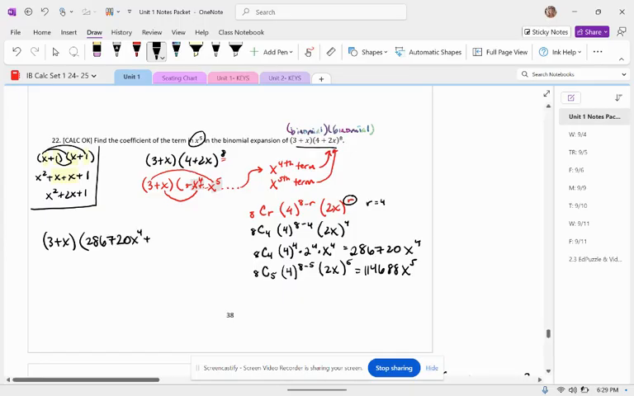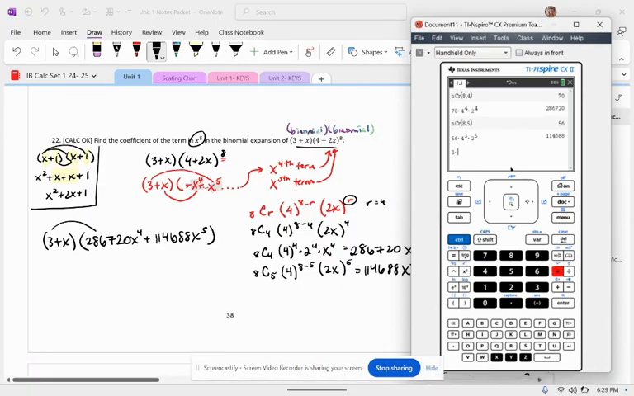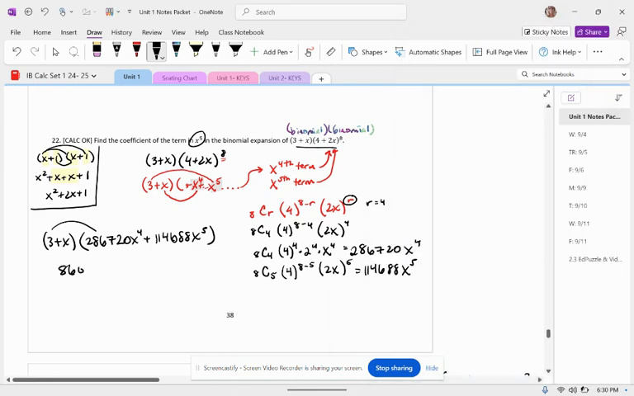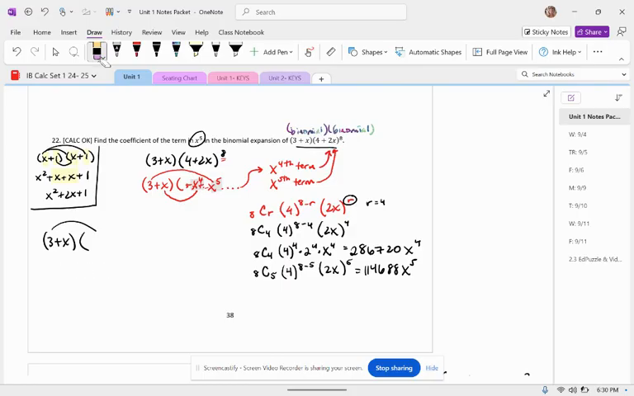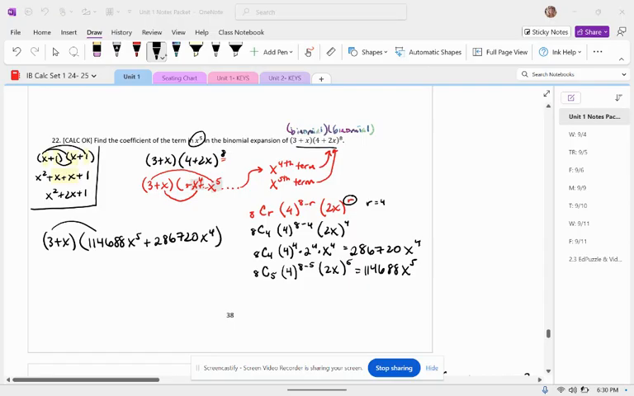Okay, so I now have 3 plus x times 286,720 x to the fourth plus 114,688 x to the fifth. I'm going to distribute here. I got 3 times this one. Oh wait, no. We have to rearrange these if we want them to be in the right order, right? I need 3 to be distributed to the 114,688 x to the fifth. Also, these are now in order. I don't know why I did that the first time. That's okay, we're just figuring it out.